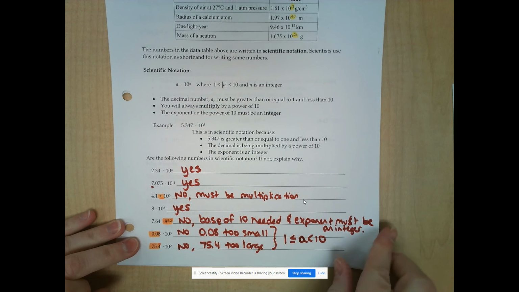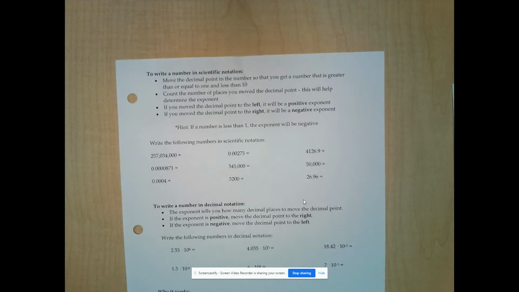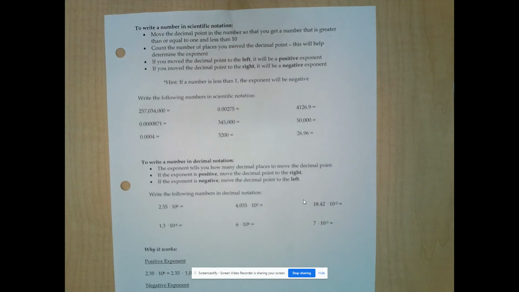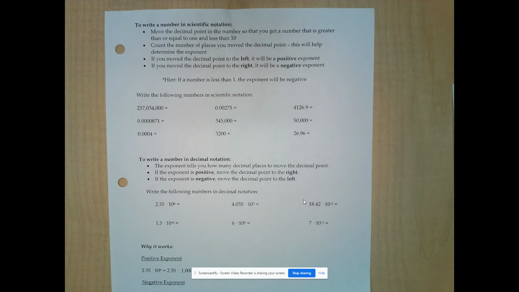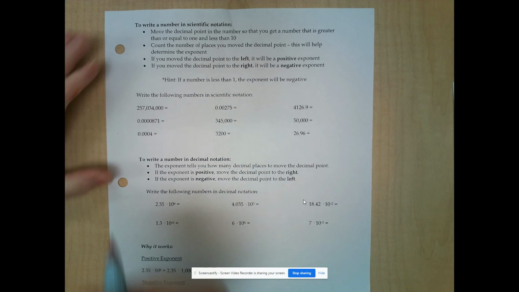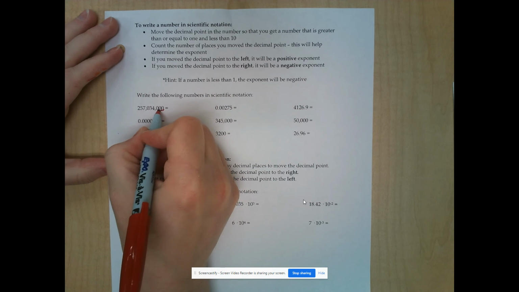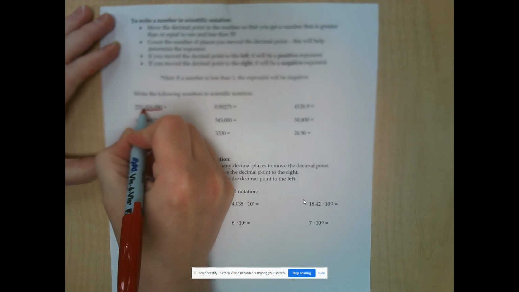All right, now if we take a look at the back, to write a number in scientific notation. How do you create a number in scientific notation that's really large or really small? Move the decimal point in the number so that you get a number greater than or equal to 1 and less than 10. Count the number of places that you moved the decimal point. And if you moved it left, meaning you had a really large number and you moved it left, you'll have a positive exponent, like this first one. 1, 2, 3, 4, 5, 6, 7, 8.